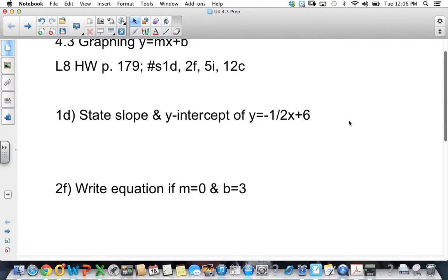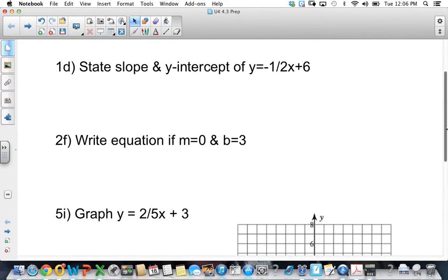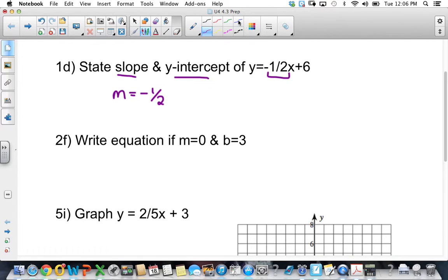Number 1D says state the slope and y-intercept of negative 1/2 x plus 6. Well, that's very easy because the two bits of information that I'm looking for, slope and y-intercept, are right there in the equation when it's in slope-intercept form. In fact, the m is the slope. It's the coefficient of the x-coordinate, so it's negative 1/2. And the b is the y-intercept. It's also the constant when it is in y equals mx plus b. So the b is 6. So we have our slope, which is m, and our y-intercept, which is b. So we found the two.